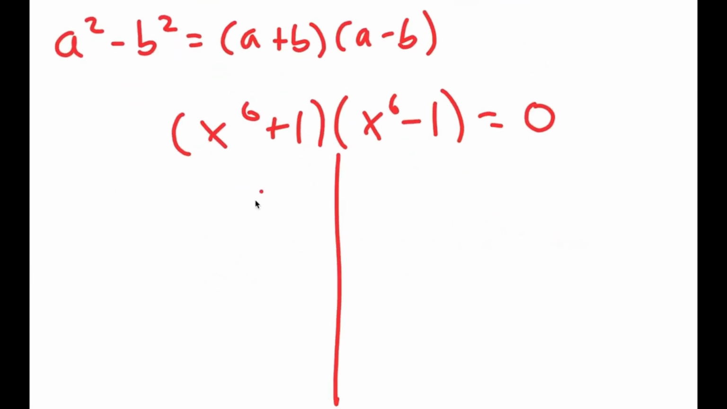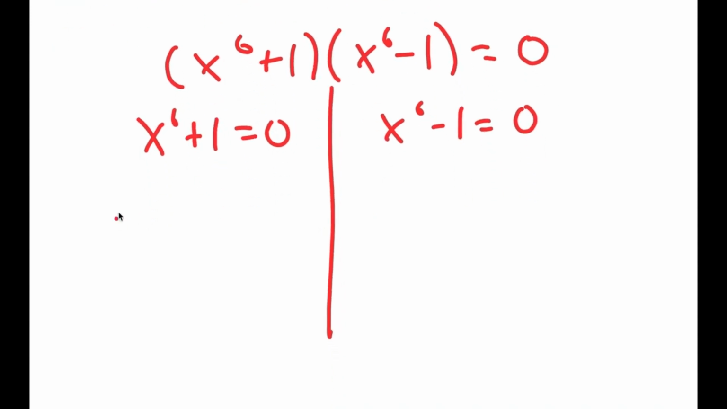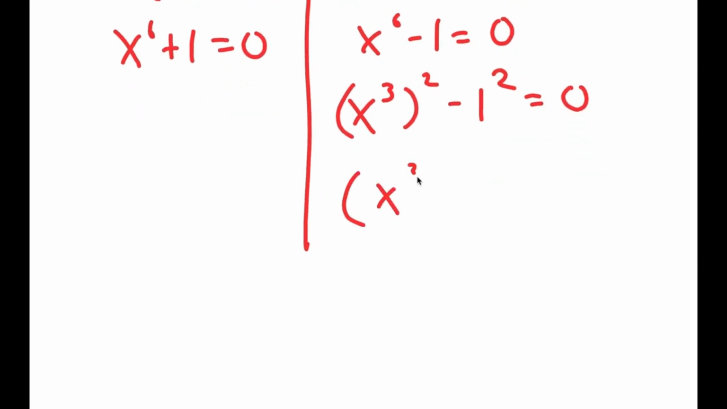So this gives me two equations. I get x to the power of 6 plus 1 equals 0, and x to the power of 6 minus 1 equals 0. Now I'm going to do the same thing again. I'm going to rewrite x to the power of 6 minus 1 equals 0 as x to the power of 3 to the power of 2 minus 1 squared is equal to 0. So I can use this property again and get x to the power of 3 plus 1 times x to the power of 3 minus 1 is equal to 0.